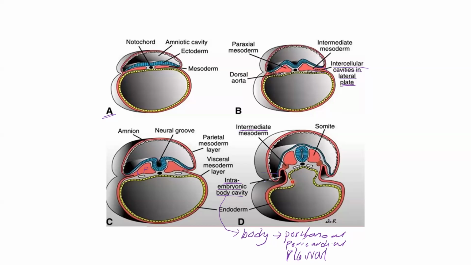That part which is intimate to the ectoderm, ectoderm is in blue, that's the somatic layer. And this other part which is intimate to the endoderm, that's the splanchnic layer. The reason I'm repeating this is because these are actually the tissue origins of the various parts of the respiratory tree, and also the GIT. So I think I have tried to emphasize that.